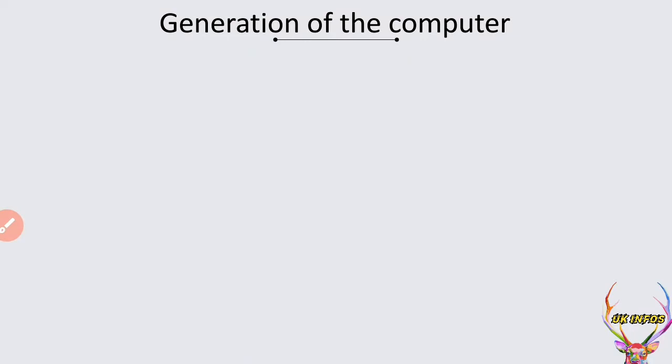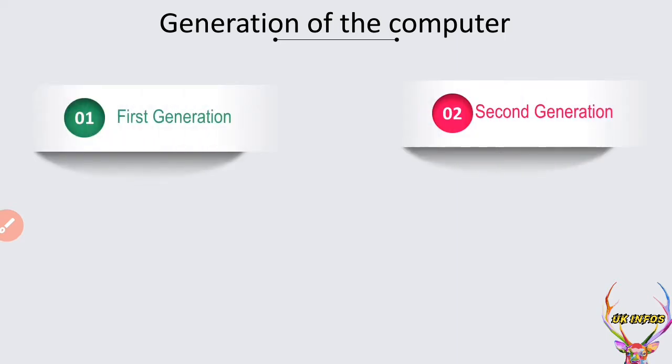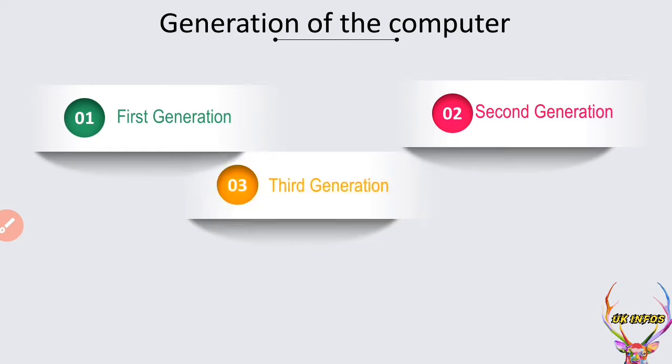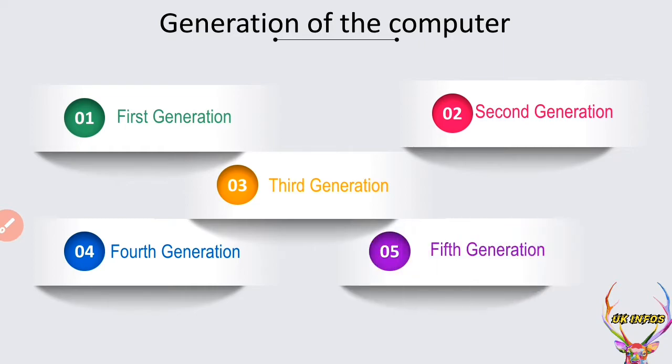There are 5 generations of the computer. The first one is the first generation. The second one is the second generation. The third one is the third generation. The fourth one is the fourth generation. At last, the fifth one is the fifth generation.